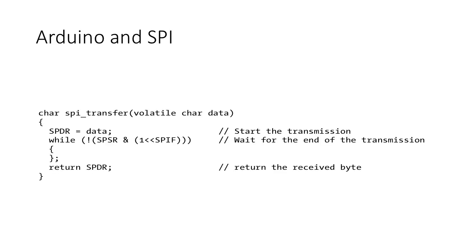So here's a typical SPI data register being packed with some data. And here's this SPIF waiting for the end of the transmission. That's the is-finished flag. And when we're done receiving the data, we just return it. So that does an SPI transfer.